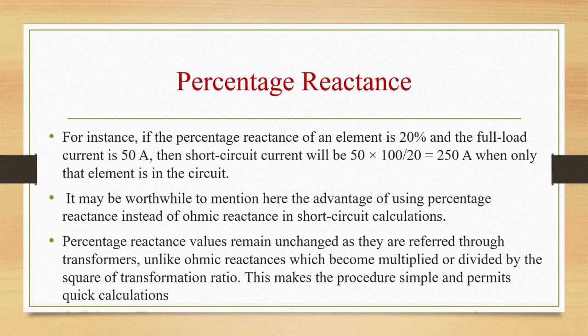So here it is worthwhile to mention the advantage of using percentage reactance instead of ohmic reactance in short circuit calculations. Percentage reactance values will remain unchanged because they are referred through transformers, unlike ohmic reactances, which will become multiplied or divided by the square of transformation ratio. So this will make the procedure simple and permits quick calculations.